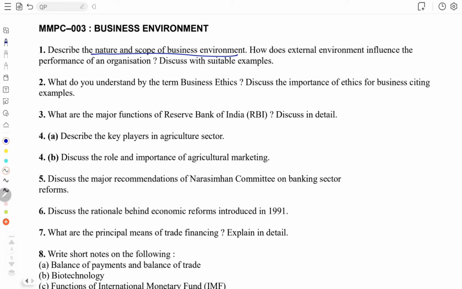This is the first thing that you study when you start studying business environment. The next part is, how does the external environment influence the performance of an organization? Again, it asks you to discuss this concept with the help of suitable examples. I have said before in MMPC 1 and 2 as well, while discussing the question papers, the IGNOU term-end examination pattern for theory papers is that they will ask you to write about a topic along with examples. Even if they do not ask, please do write examples.